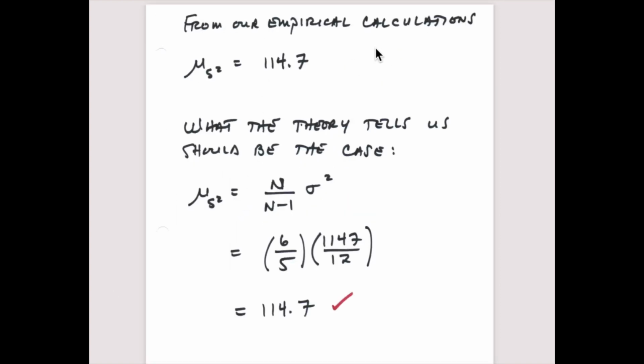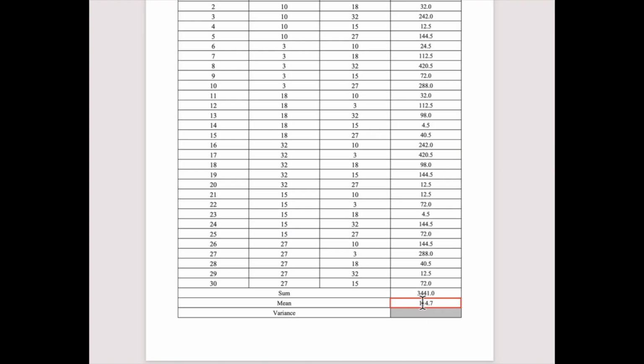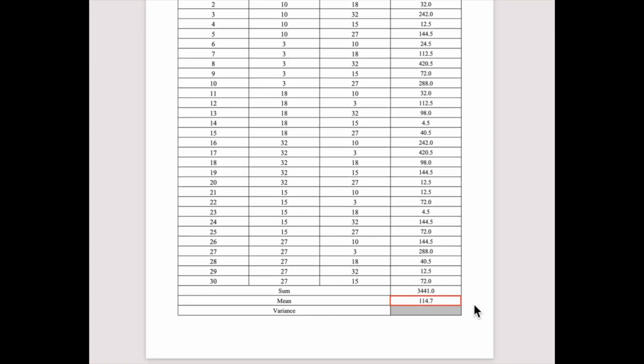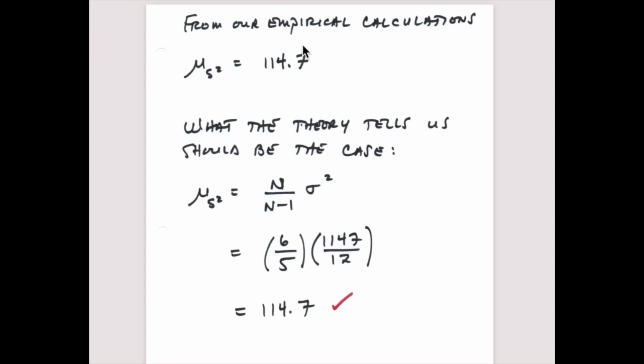Now, from our empirical calculations that we just did, the results of which are shown down here, we have determined for this example that the mean of the sampling distribution of S squared is 114.7. What does the theory tell us it should be? According to the theory, the mean of the sampling distribution of S squared is equal to capital N over capital N minus 1 times sigma squared, which is the variance of the underlying population.